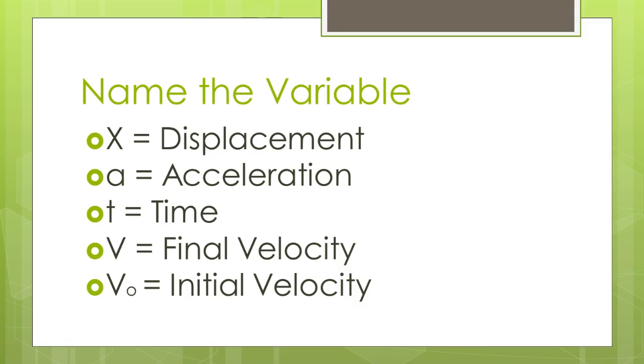So for example, if you were coming up to a stoplight, your final velocity would be 0. Your initial velocity would be more than 0. If a red light just turned green, your initial velocity would be 0. Your final velocity would be higher than 0 because you would be driving.